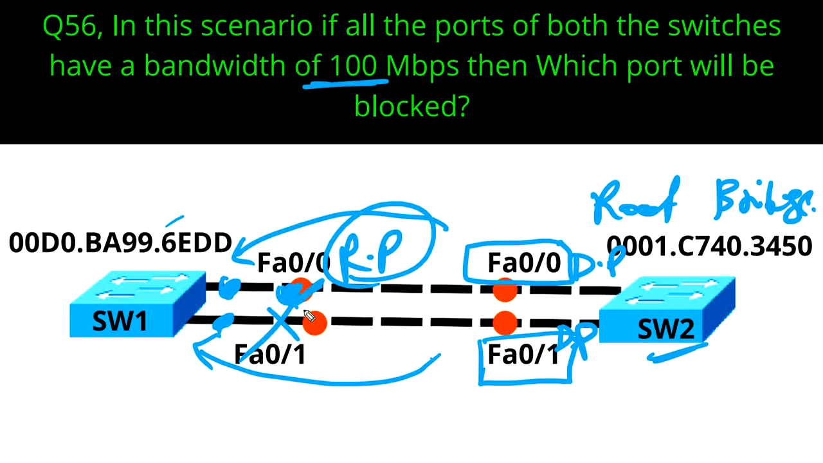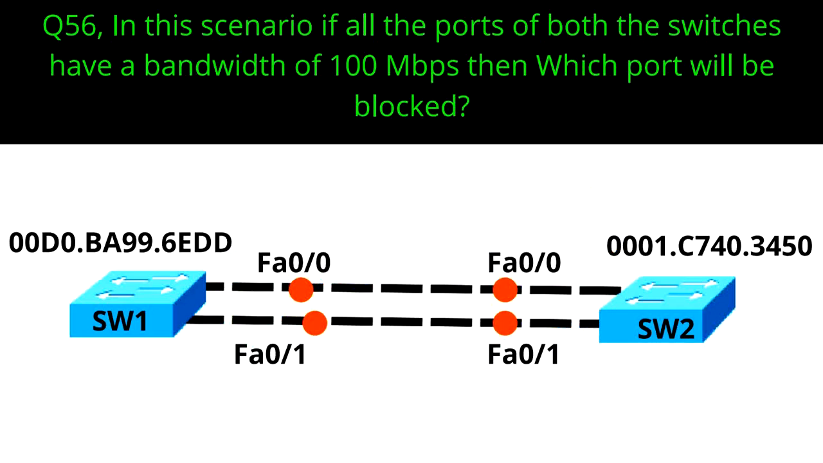This port will be blocked. So this is your right answer: switch 1 FastEthernet 0/1 will be blocked. Okay, now let me move on to the next question. And always keep in mind what is designated port and what is root port.